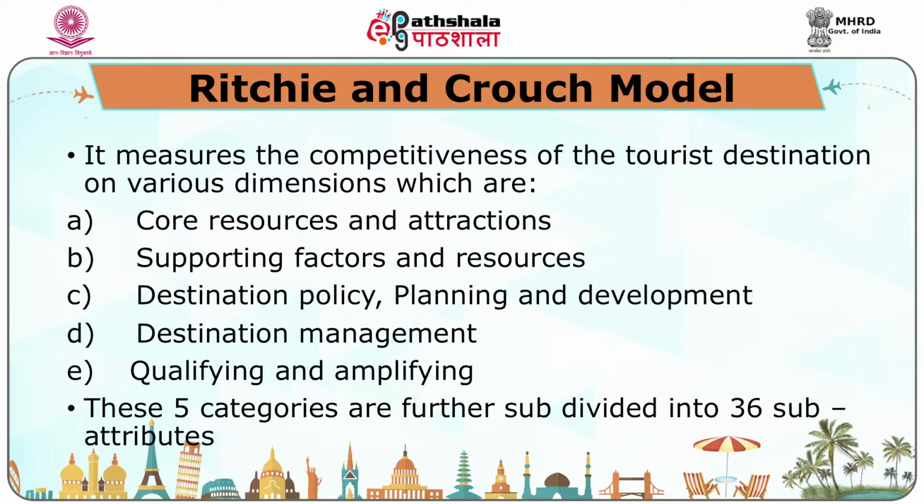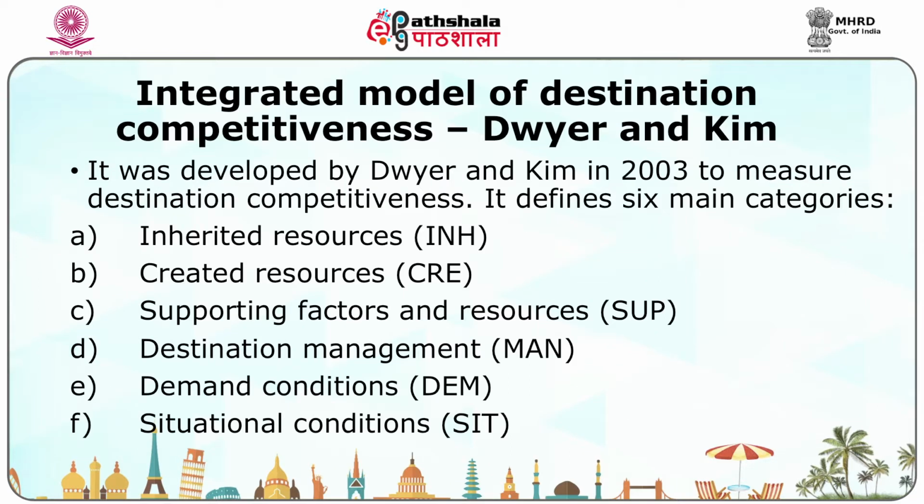Ritchie and Crouch model: it measures the competitiveness of a tourist destination on various dimensions, which are A. Core resources and attractions, B. Supporting factors and resources, C. Destination policy, planning and development, D. Destination management, E. Qualifying and amplifying determinants. These five categories are further subdivided into 36 sub-attributes.